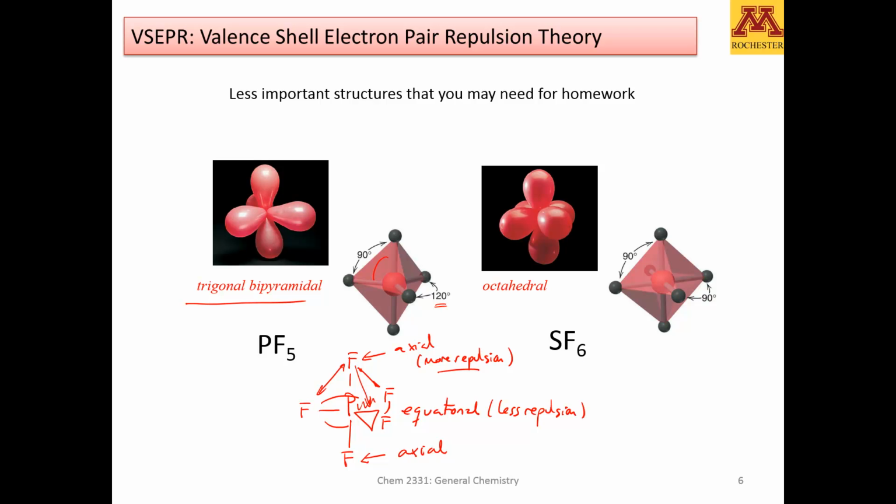Finally, the sulfur fluoride, you have 6 surrounding atoms, and in this case you have a perfect octahedron. All the atoms are at 90 degrees from each other, and all the 6 surrounding atoms are equivalent. Think about it. If you rotate this, there's no way to distinguish one from the other. Okay, we'll practice more.